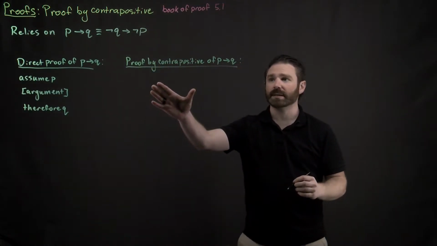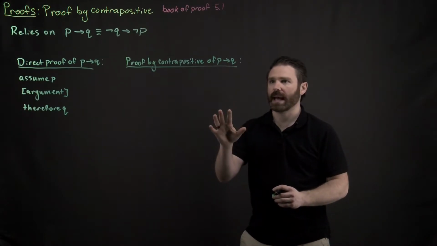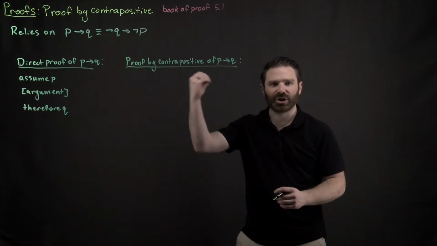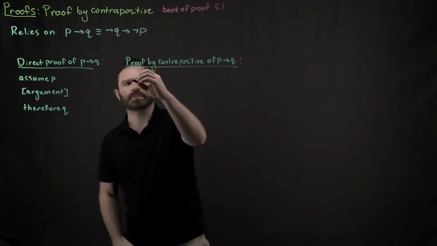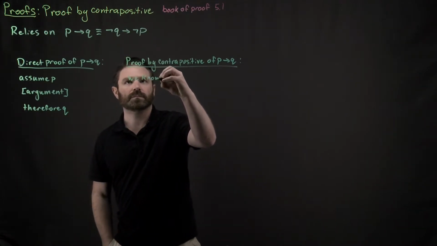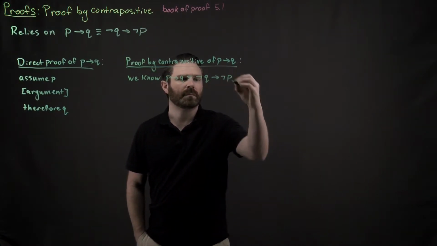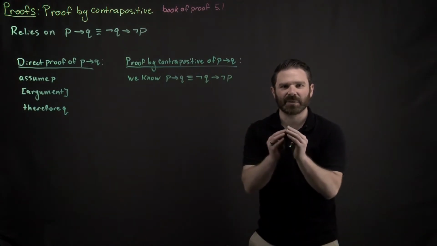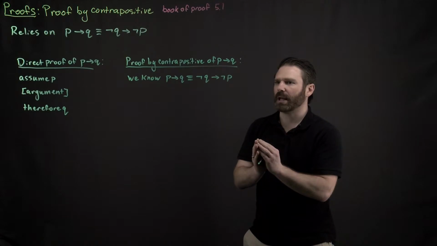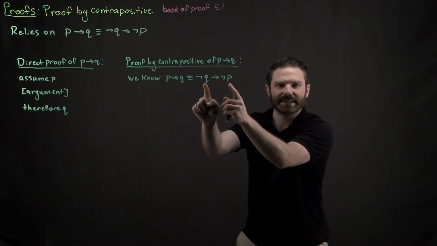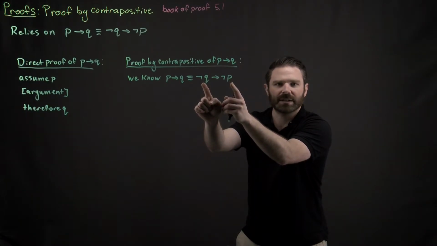So a proof by contrapositive of P implies Q proceeds as follows. You first off say, okay, I know that P implies Q is logically equivalent to not Q implies not P. So what I'm going to do here is a little bit nuanced. I am going to take the direct proof method and apply it instead to this conditional statement right here: if not Q, then not P.